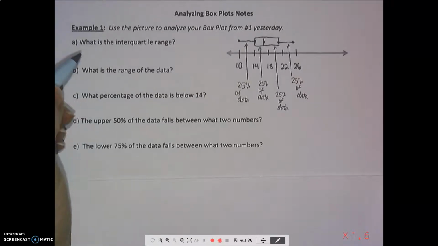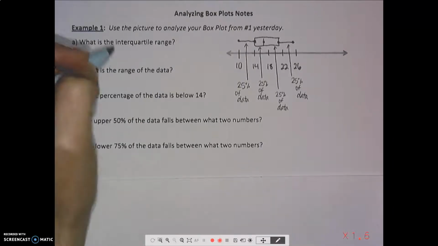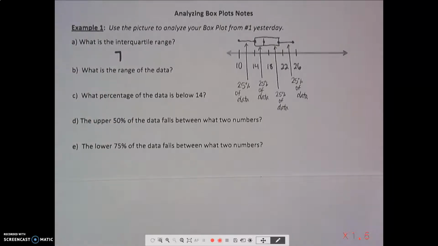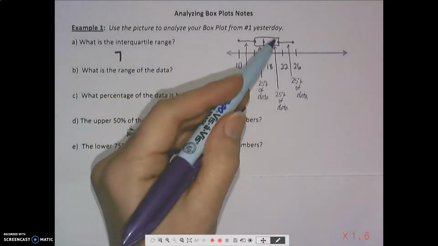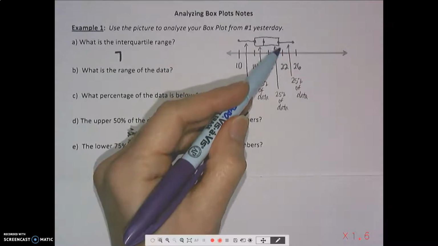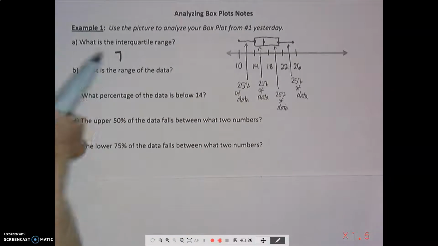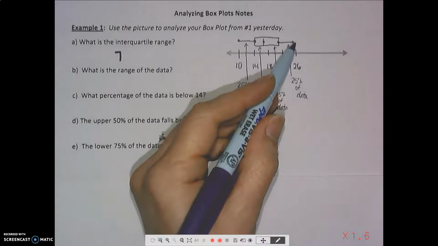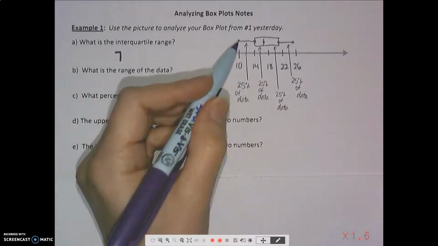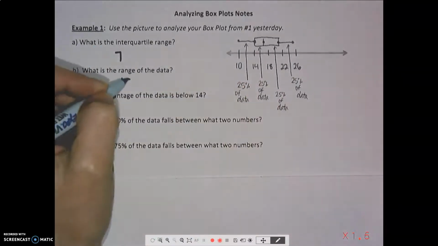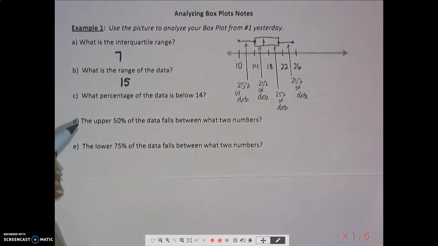So what is the interquartile range? Well, we did this yesterday, and that interquartile range is 7, okay? And that data from yesterday would tell us here that we had 21 as the upper quartile and 14 was the lower quartile. When you subtract those, you get 7, okay? What is the range of the data? So for this one, the maximum was 25 and the minimum was 10. So that means that the range of the data would be 15.